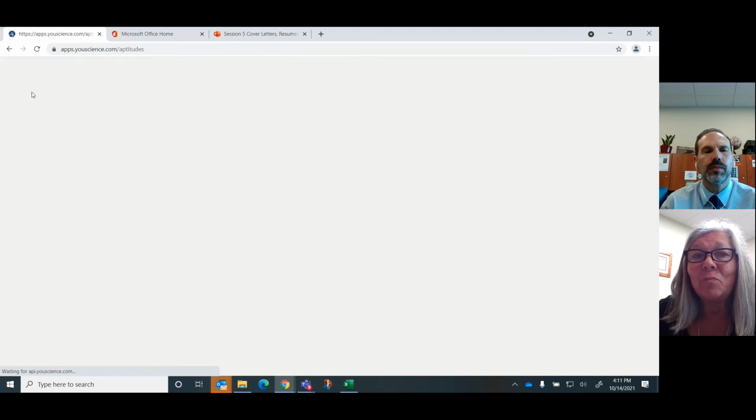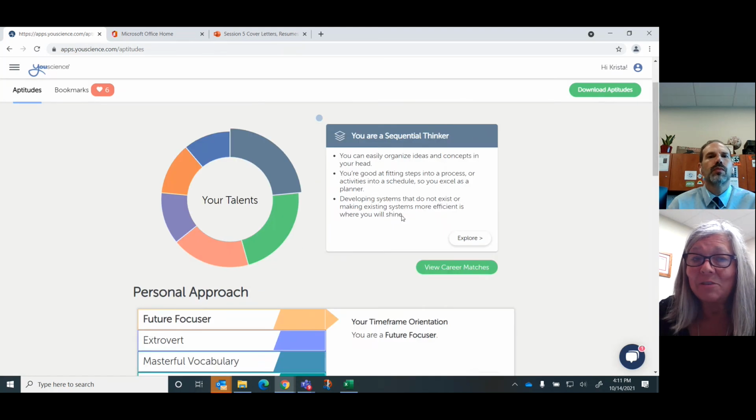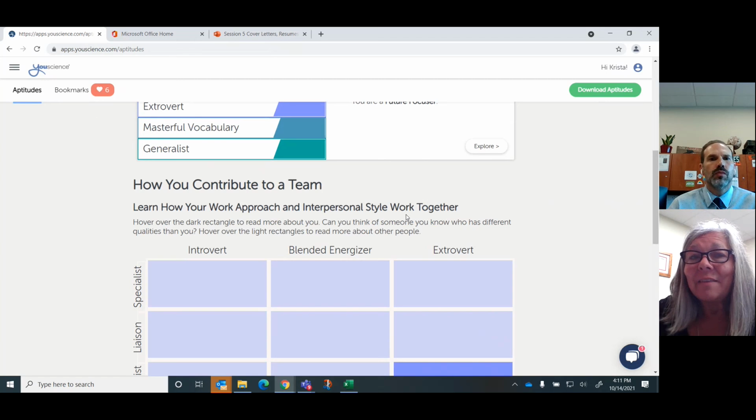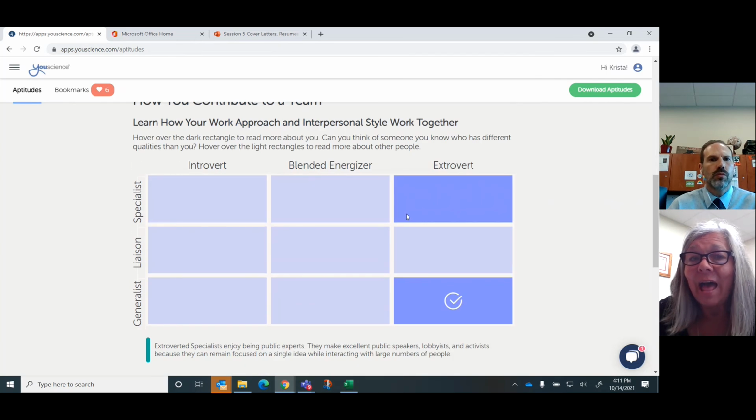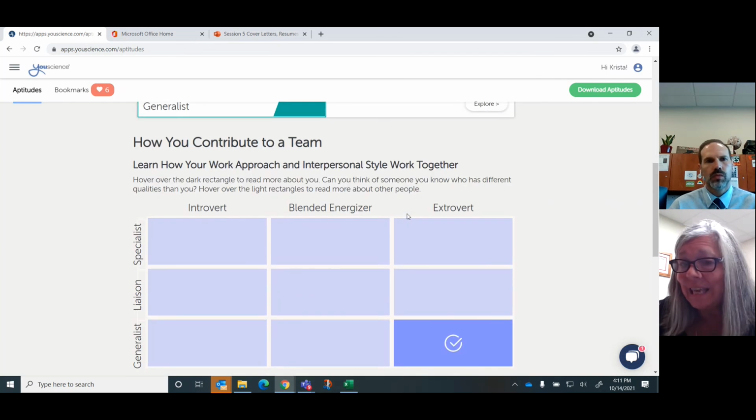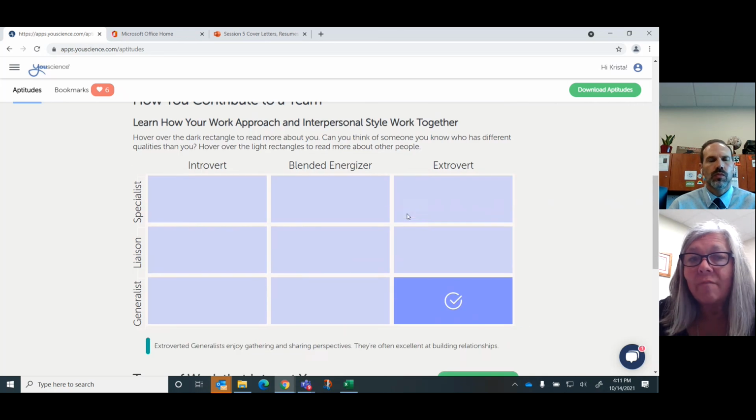As we move back and we continue down the page, I like this part because it talks about how you contribute to a team. You hover over the dark rectangle and you see that for me, I am an extrovert generalist. And I get a little sentence at the bottom about what that means. Extroverted generalists enjoy gathering and sharing perspectives. They're often excellent at building relationships.